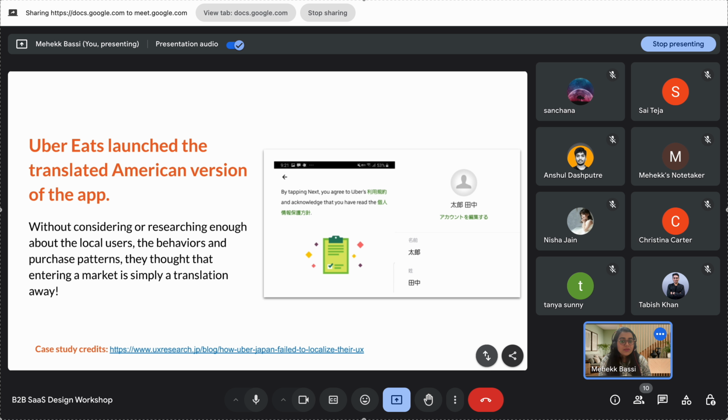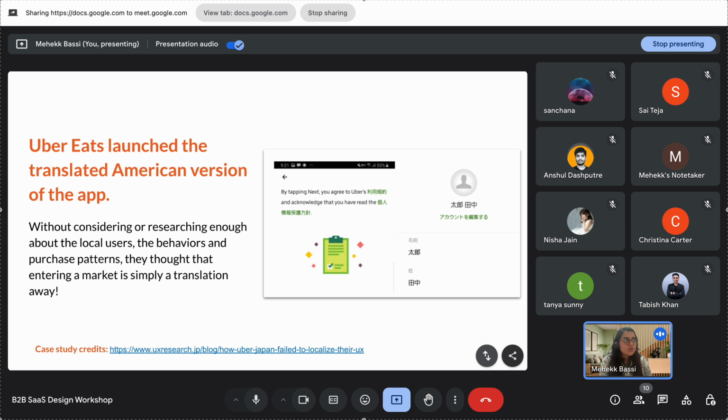And the second mistake that they made is, so the image that you see is a combination of 2 screens. The first one, where there is partial English and partial Japanese, is the landing page, and the second one is, I think, where they were trying to capture some information about the users. And they messed up with the addresses as well.